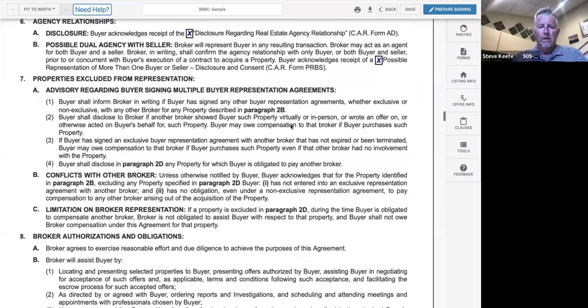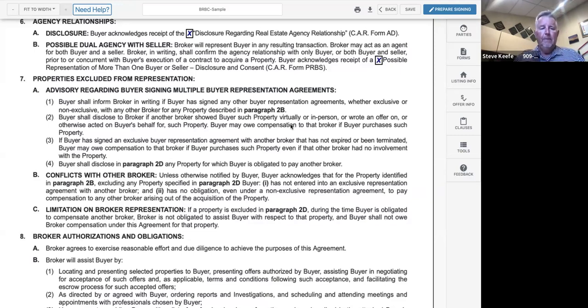Conflicts with other brokers, unless otherwise notified by buyer, acknowledges that for the property identified. So on this particular property, they're basically indemnifying that, and they're telling the broker that there isn't anyone else that they are obligated to. They have no other obligations, even under a non-exclusive representation agreement, which I would be careful about. If they've signed an exclusive representation agreement in a broad area, that could cause some issues for you. So this is basically just the buyer attesting that there are no conflicts. Limitation on broker representation.